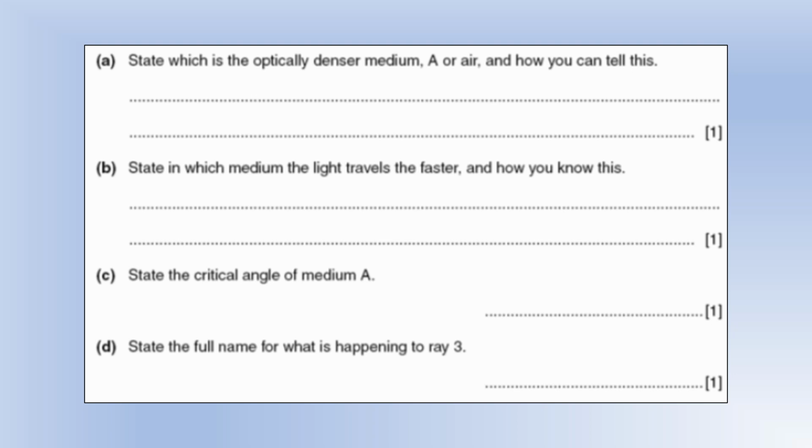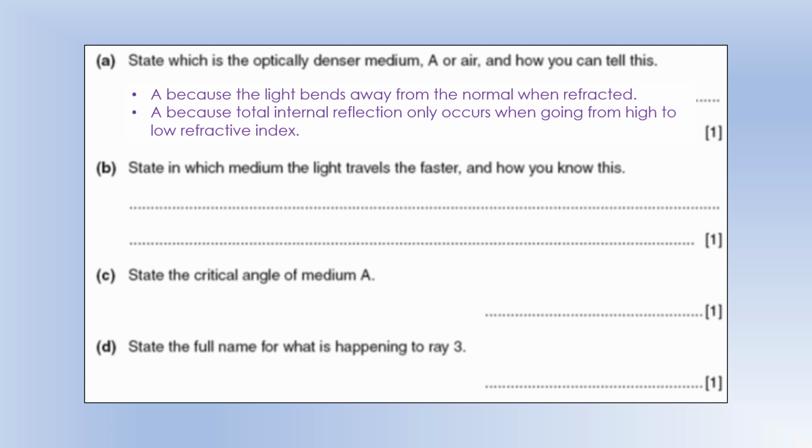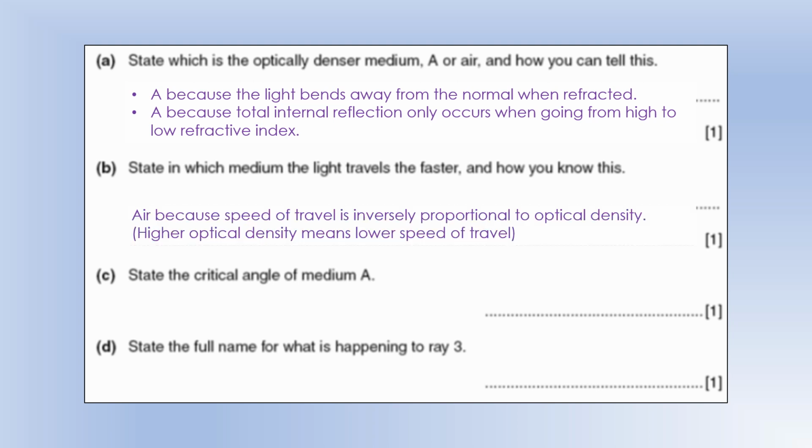State which is the optically denser medium, A or air, and how can you tell? It's going to be A because the light bends away from the normal when it's refracted. We could also say A because total internal reflection only occurs when you go from high to low refractive index. Either of those explanations would work. State in which medium the light travels faster. It's going to be air because we were essentially doing the opposite of the last question. So we said optical density is higher in A, which means its speed is lower because they are inversely proportional to one another. High optical density means low speed.